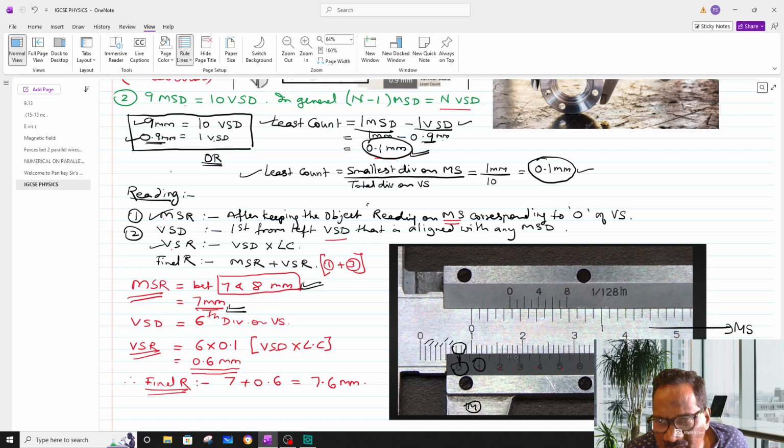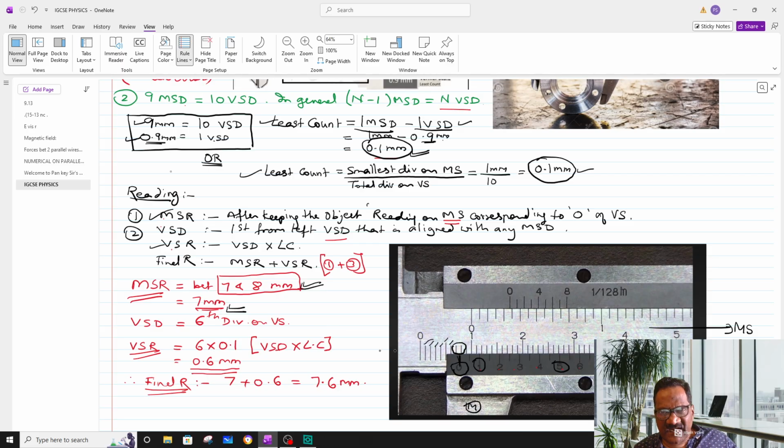Although it seems very close to aligning, it would have aligned with 1.9 millimeter, but still I can see that the fourth division is slightly more than 1.9. Fifth division, even that is not aligning. But the sixth division, can you see this sixth division? This is exactly in a straight line with the main scale reading. So this sixth division you have to take as your vernier scale division.